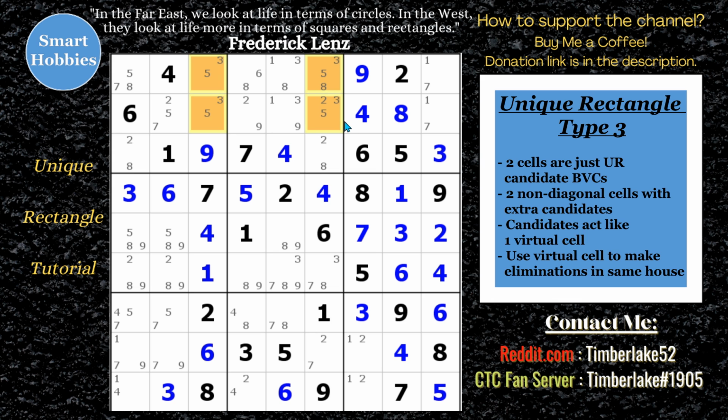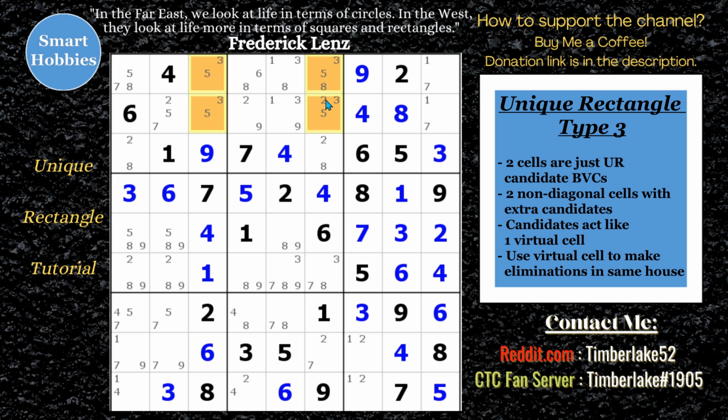So unique rectangle type 3. Here's the best way to explain these. You have two non-diagonal cells, so two of these cells contain additional candidates, right? We still have the 2 rows, 2 columns, and the 2 blocks. And all of them contain the same 2 by cells, 3 and 5. But you have additional candidates here. So you have an 8 here and you have a 2 here. You could have more candidates in there.